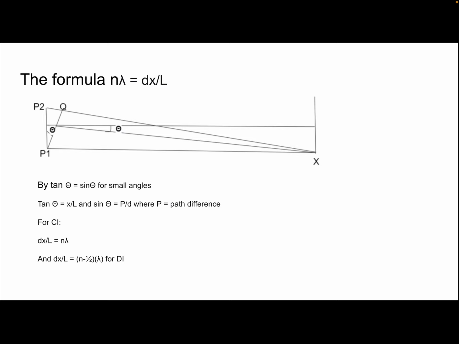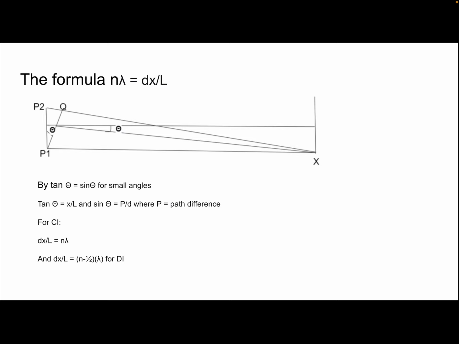So in this case, we're going to go back to what we had before. So sine theta was equal to our path difference, which is QP2, divided by the distance between the slits, which is d. That's our sine theta. And this time, we also can say that tan theta is equal to x over L. Because if we have our angle theta here, the distance x is basically the distance from the central maxima. So that's just the distance from the central maxima to our point x.